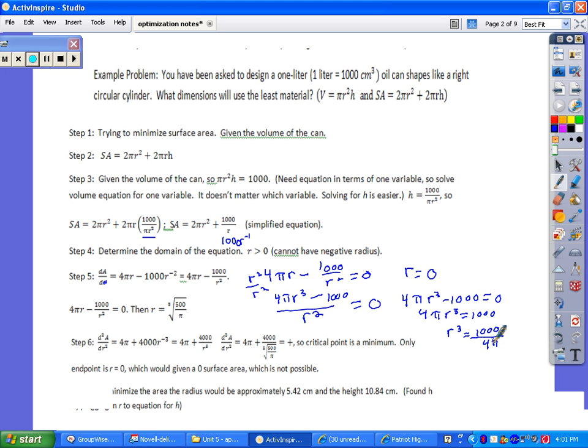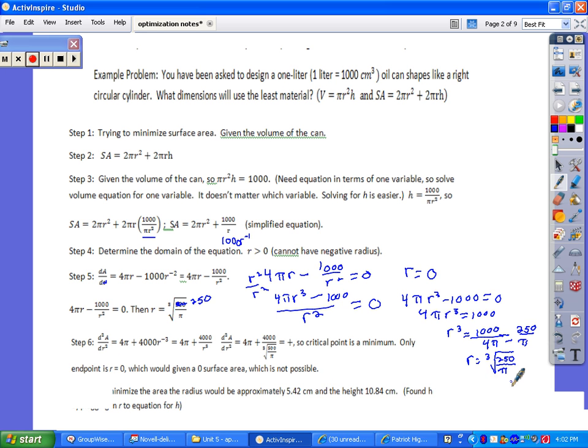And then 1,000 divided by 4, if we do that, should be actually 250. So we have r cubed is equal to 250 over pi. And so r is equal to the cube root of 250 over pi. Okay. So here this should actually be 250 and not 500. Then the sixth step is we need to figure out if it's a max or min.